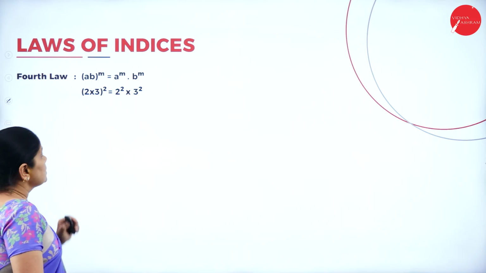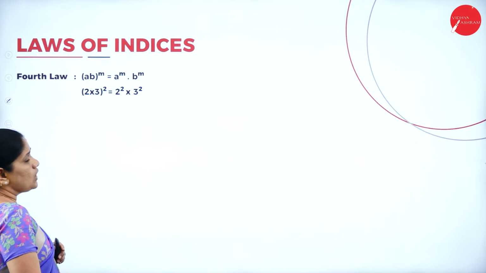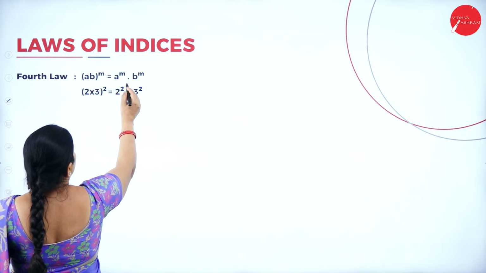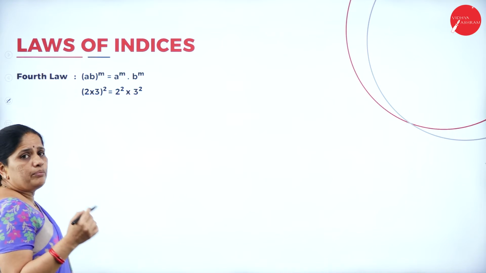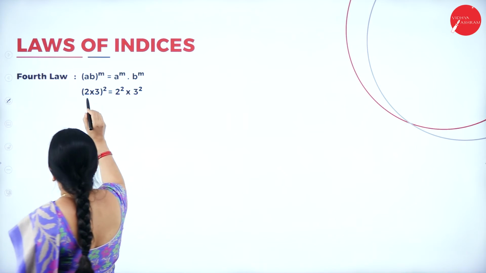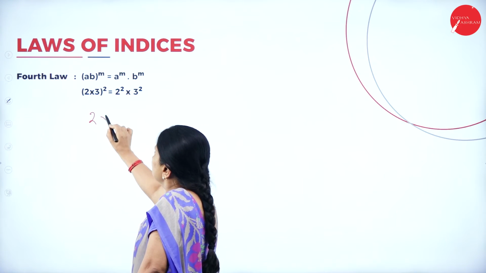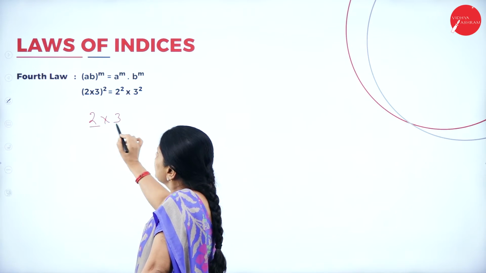Now, the fourth law. What does the fourth law tell us? AB to the power of m equals A to the power of m into B to the power of m. Now, here there are two numbers. See, 2 into 3. They are two different numbers.